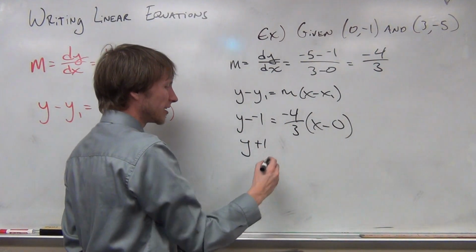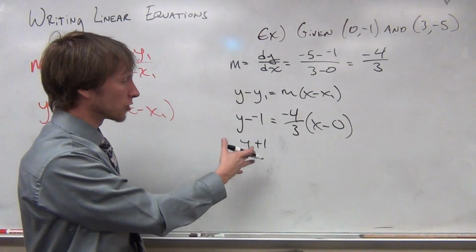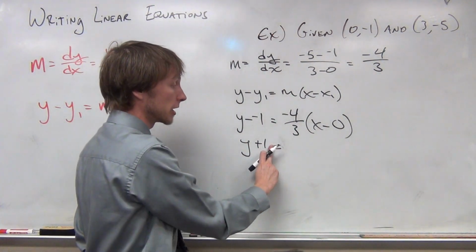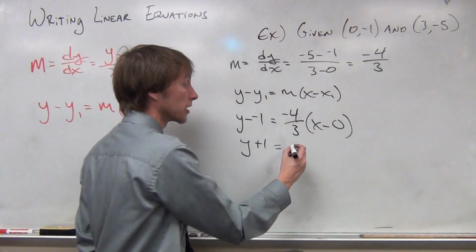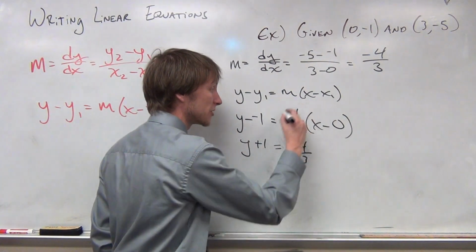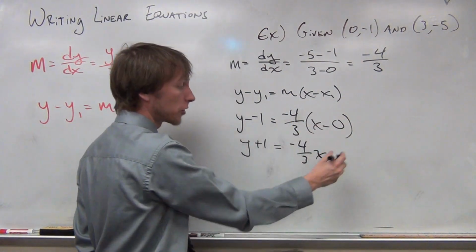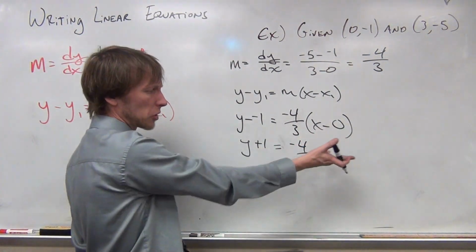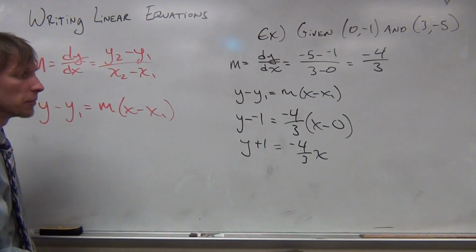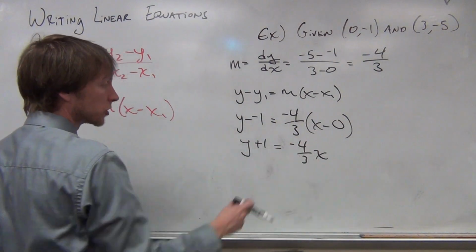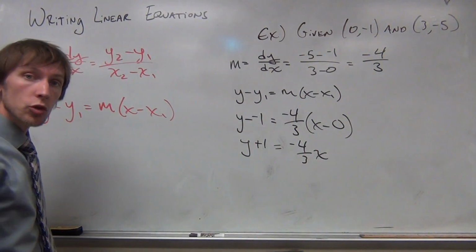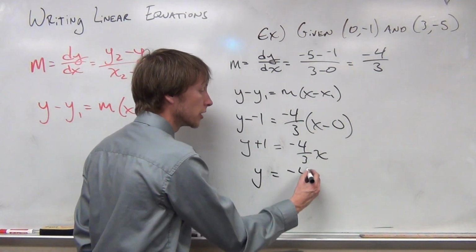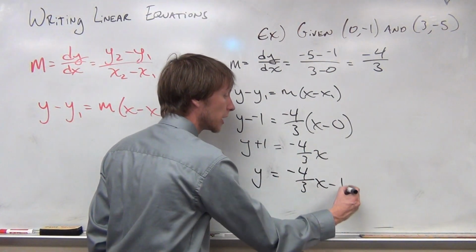Minus negative 1, we've been trained to write that as y plus 1, so I'll just change that accordingly. It means the same thing. Subtracting negative 1 and adding 1 are the same thing. Negative 4/3 times x is negative 4/3 x. Negative 4/3 times 0 is just 0, so I don't even have to write that as a separate term because anything plus 0 is equal to itself. To get this into slope-intercept form, I'm simply going to subtract this 1 from both sides. Negative 4/3 x minus 1.